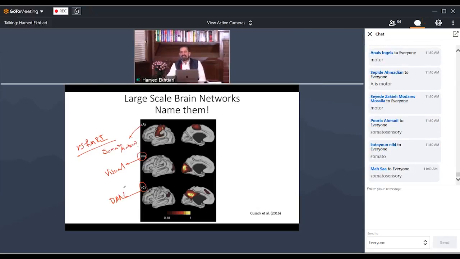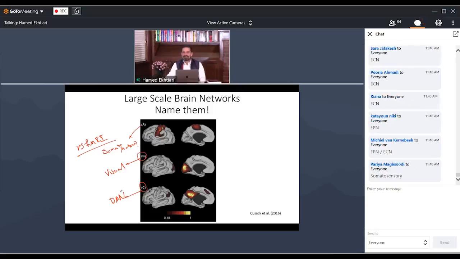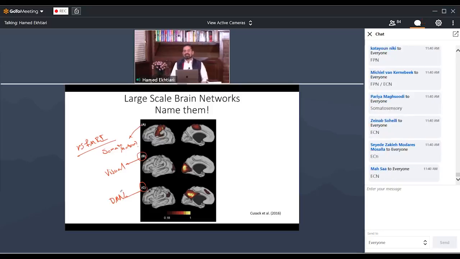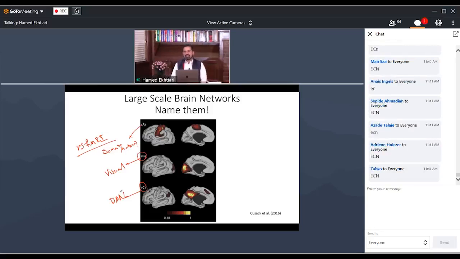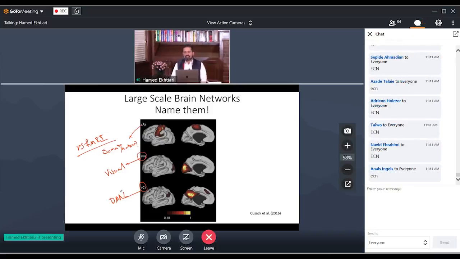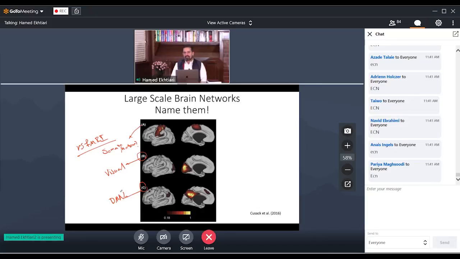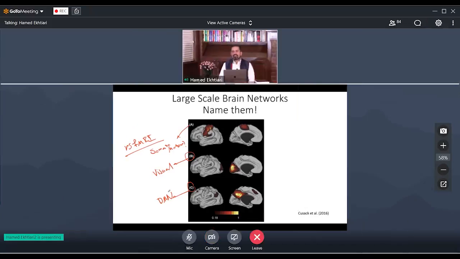What is the network that is missing here? Yeah, it seems that ECN is not here. So you can see that if we do large-scale brain network exploration in kids, there are some networks that are still not developed. So even in the large-scale networks, there are some networks that should be developed. And in the process of development, we need these networks to be functioning. Okay, so that is the end of this part.